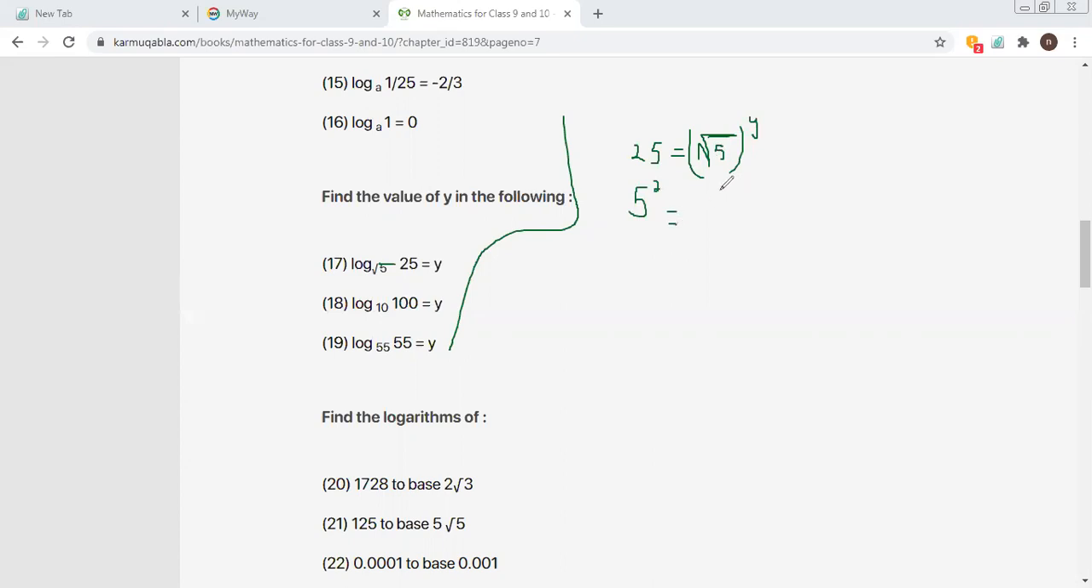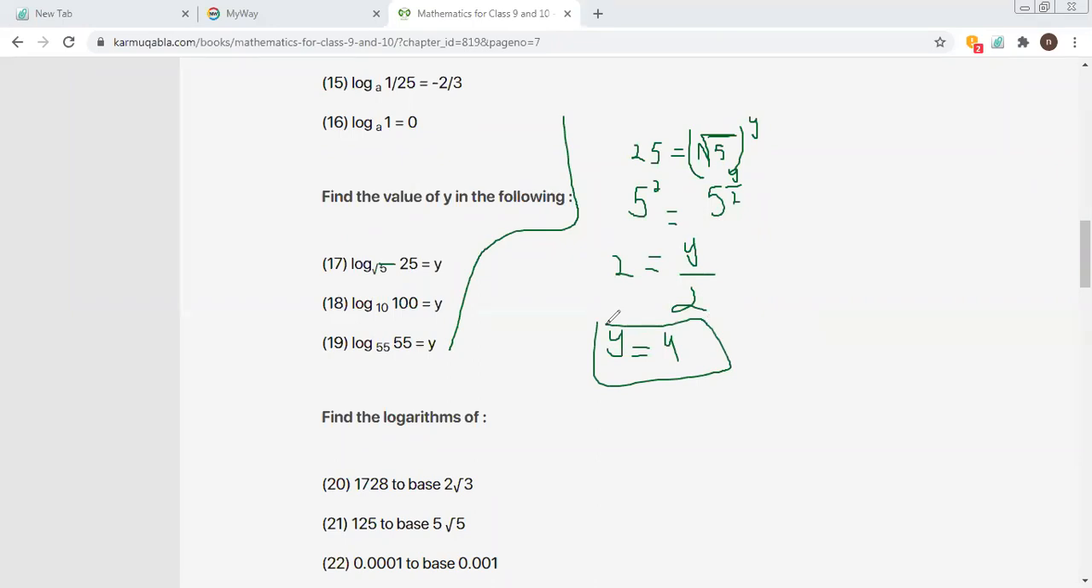5 squared is equal to root 5 power y. Root 5 means 5 power 1/2, so 5 power y upon 2. Is there any confusion, class? No, Miss. Bases are same. Compare the powers. 2 is equal to y upon 2. Because bases are same, we can compare the powers as we have done in our last class. y is 2 times 2, which is 4. This is the answer of question number 17.